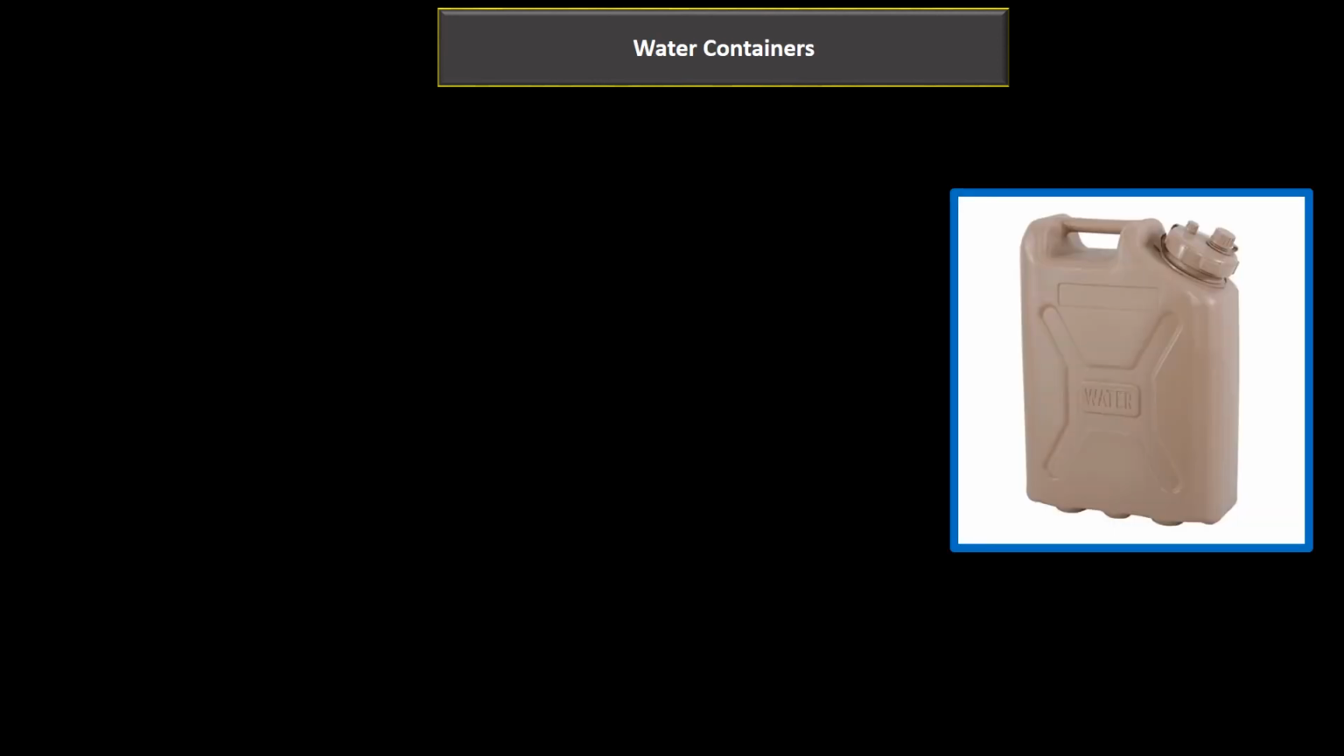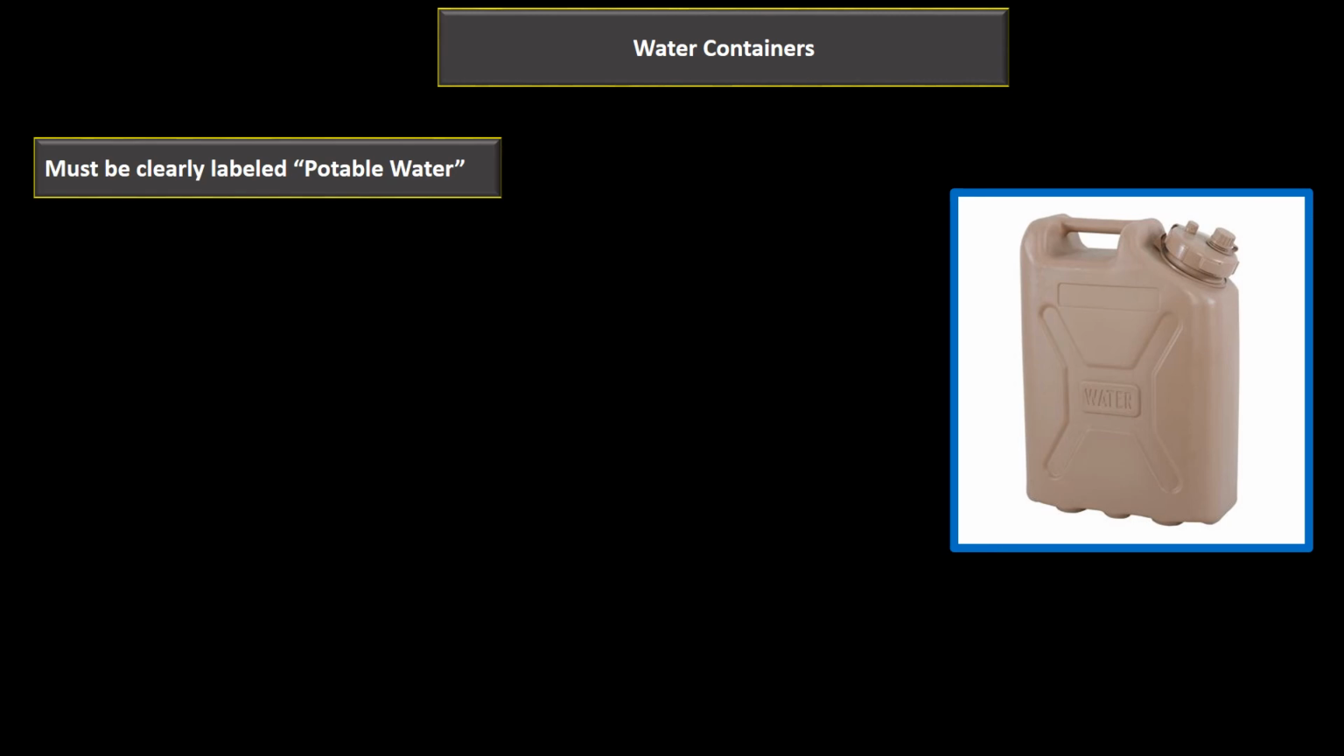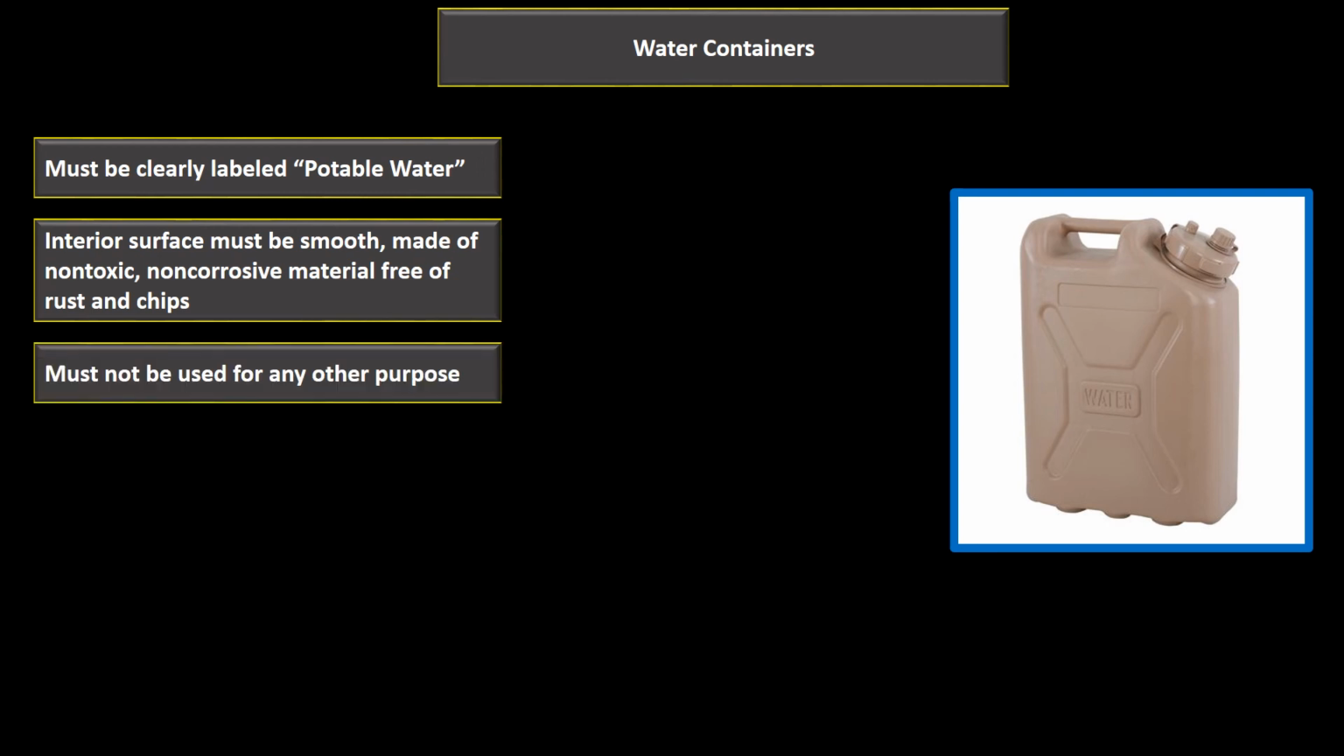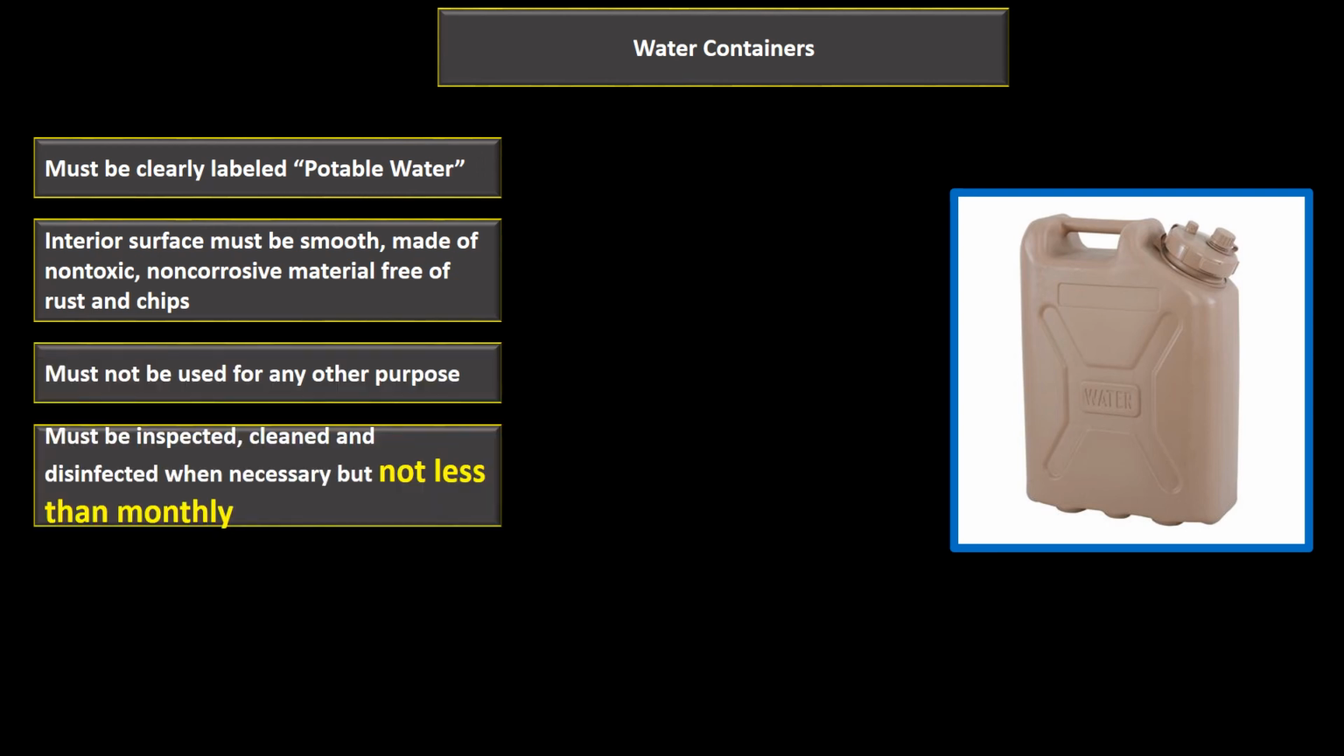For all our water containers, we've got a little bit of guidance. They've all got to be labeled clearly with something that says potable water. The interior surfaces have got to be smooth, made of a non-toxic, non-corrosive material that is free of rust and chips. They must not be used for any other purpose. They must be inspected, cleaned, and disinfected when necessary, but not less than monthly. So we can regularly inspect them and clean them sooner, but we can't do it less than monthly. We've got to clean and disinfect those containers.